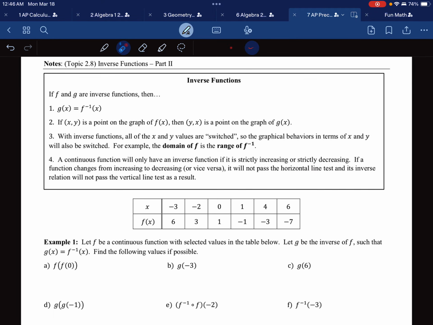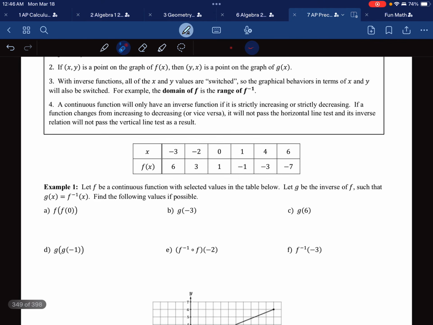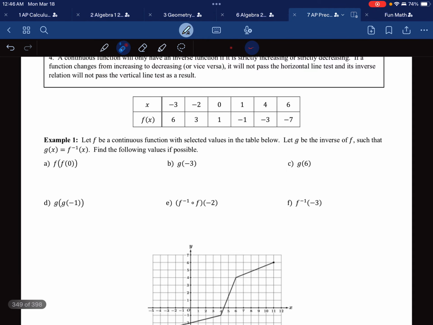There's a horizontal line test that I talked about at the beginning of these notes. So does it pass the horizontal line test? Yes. Then when you take the inverse of it, it is a function. If it fails the horizontal line test and you take the inverse of it, it will not pass the vertical line test, and therefore it will not be a function. So a lot of words coming at you. Let's just jump into some examples and see if we can learn something.